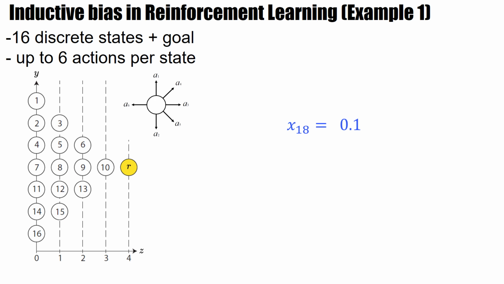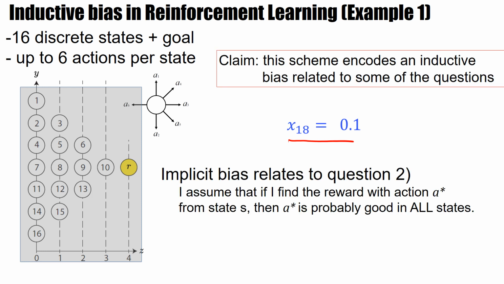Well, this bias term, X18, induces the following thing. It says we have an implicit bias that relates to question 2. With this encoding, I assume that if I find the reward with action A star from state S, then A star is probably good in all states.